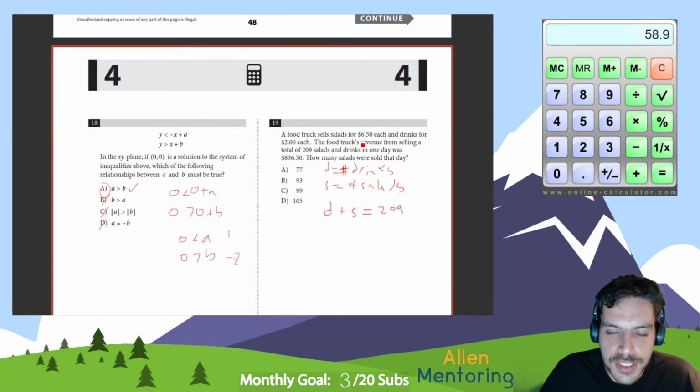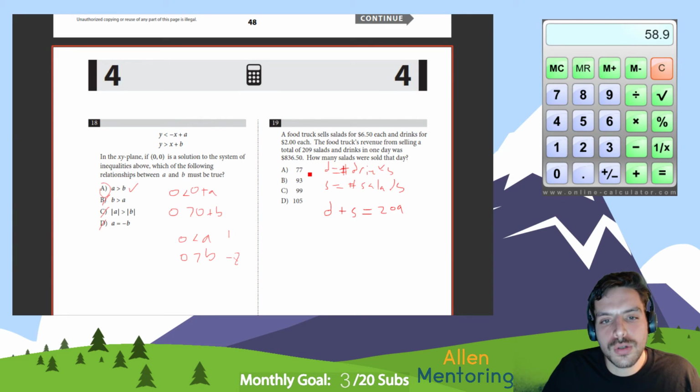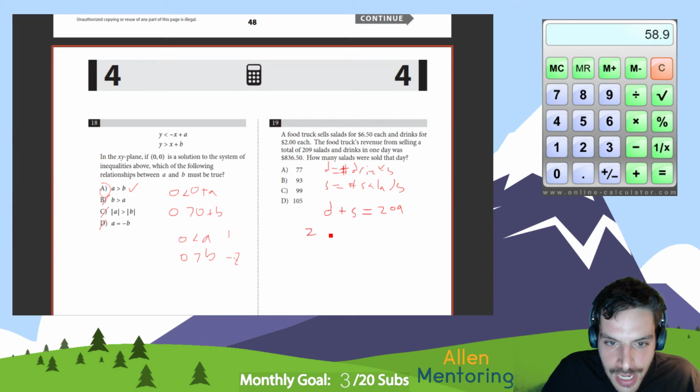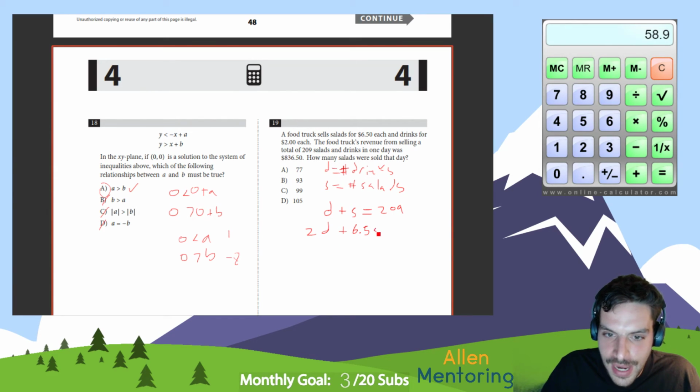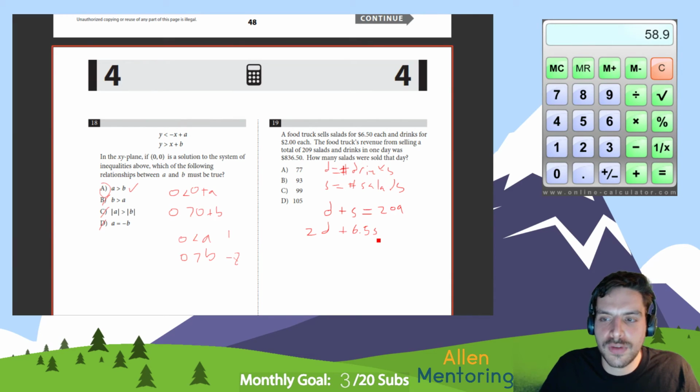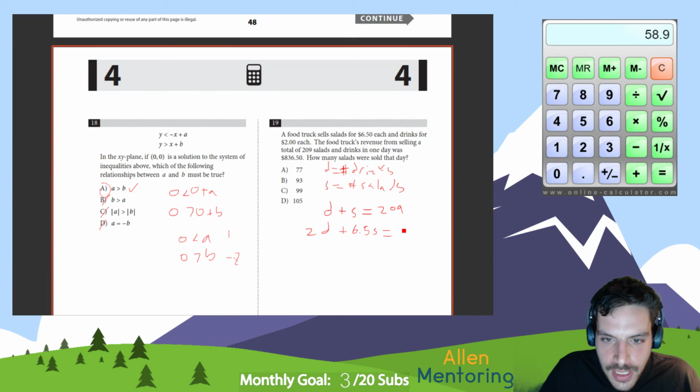So that's our first equation, easy. The second equation talks about the price. We see that salads cost $6.50 each and drinks cost $2 each. And combined, they sold $836.50. So if we were going to set up the price equation, we see that 2 times the number of drinks, right? Because you make $2 from every single drink, plus 6.5s, right? You make $6.50 from each salad. Combined, you just made how much? $836.50.